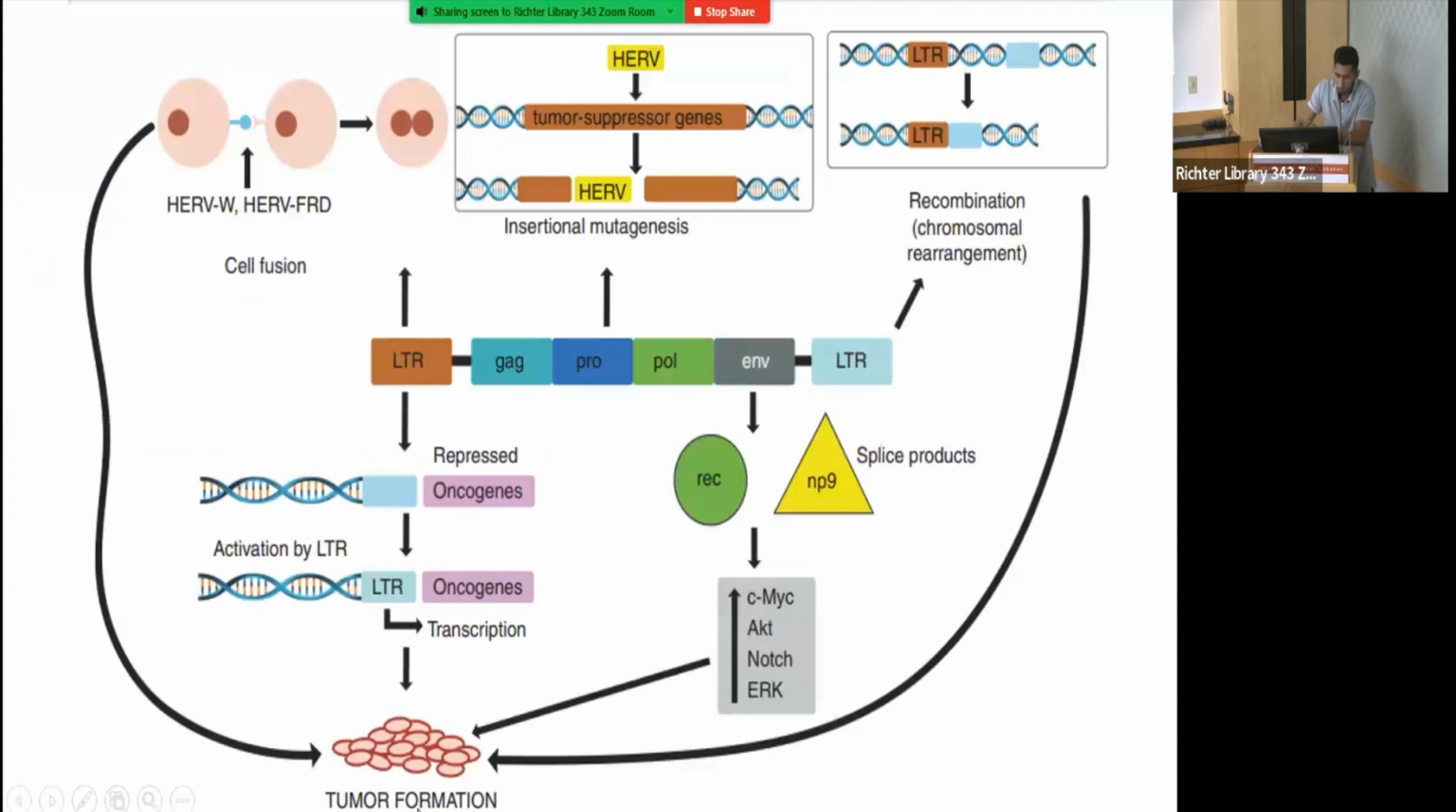So I guess just to very, very quickly go over the different mechanisms in which these endogenous retroviruses could be oncogenic. We could have an endogenous retrovirus insert itself within a gene that suppresses tumors, which of course will silence it. We could have the gene integrate upstream of an oncogene, which would activate the oncogene. The coding region for these endogenous retroviruses can make different kinds of proteins, which could activate different stem cell signaling pathways.